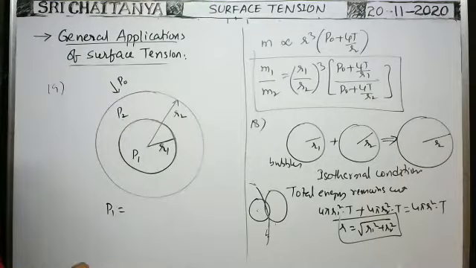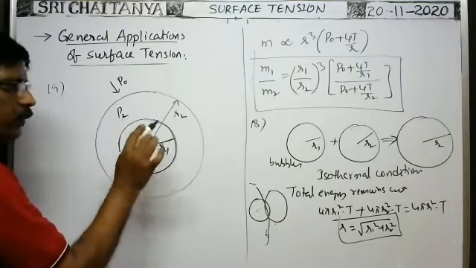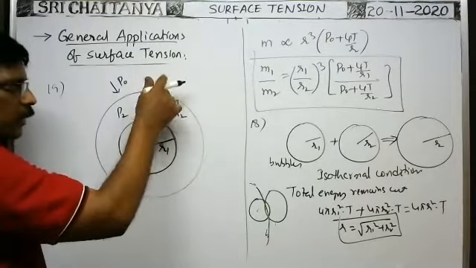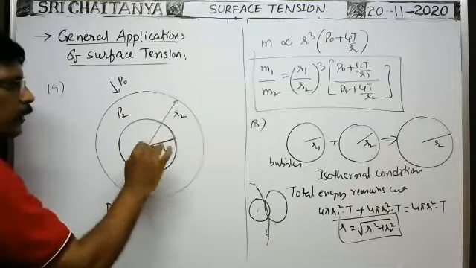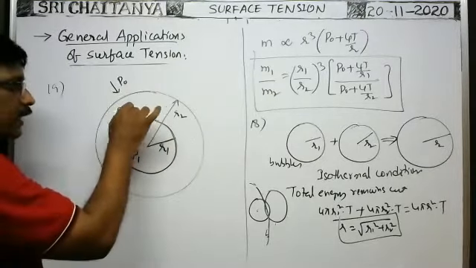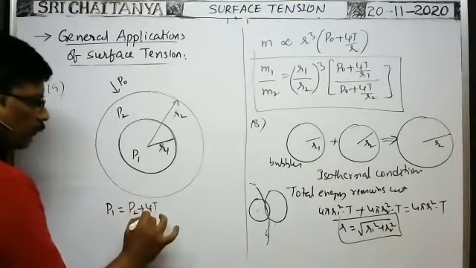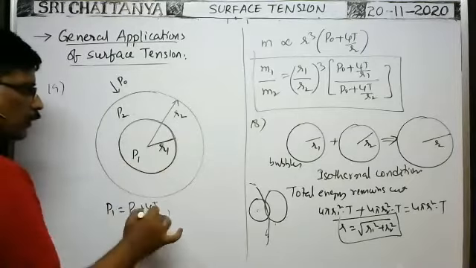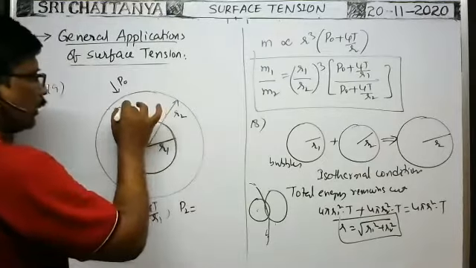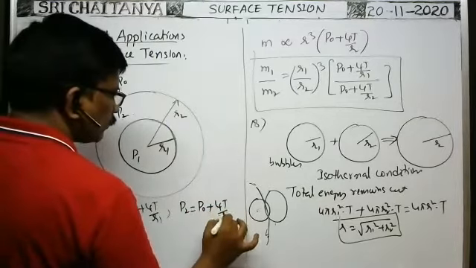Am I right? For a single bubble, the pressure inside the bubble is P naught plus 4T by R, because the bubble is exposed to the atmosphere, so atmospheric pressure acts from outside. In case of the smaller bubble, P2 is the pressure acting from outside. Therefore P1 is equal to P2 plus 4T by R1, the total pressure inside the smaller bubble. For the larger bubble, the pressure from outside is P naught, so P2 is equal to P naught plus 4T by R2.